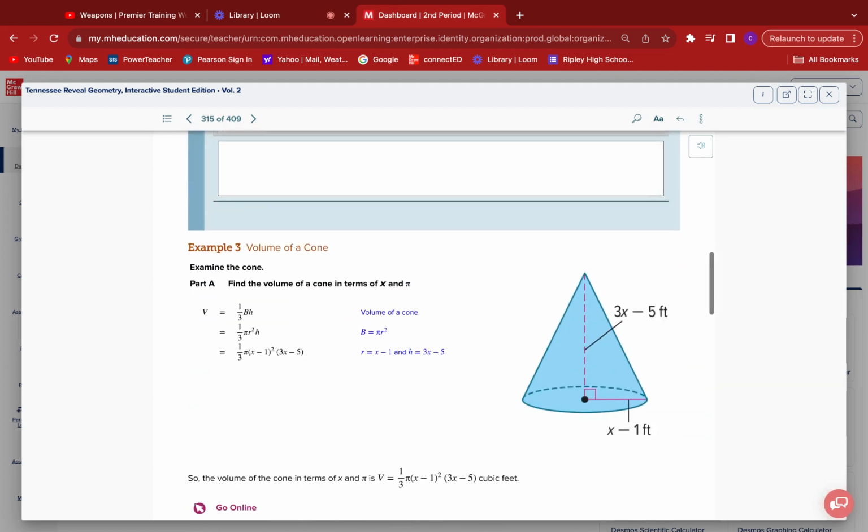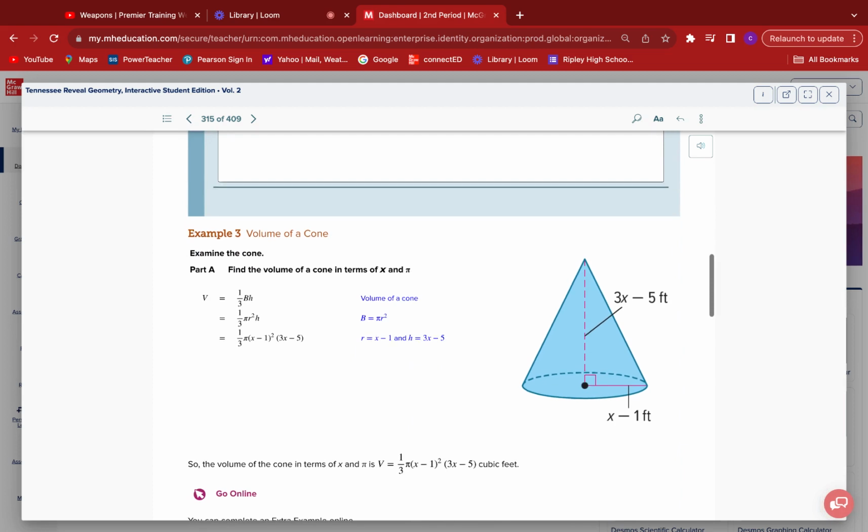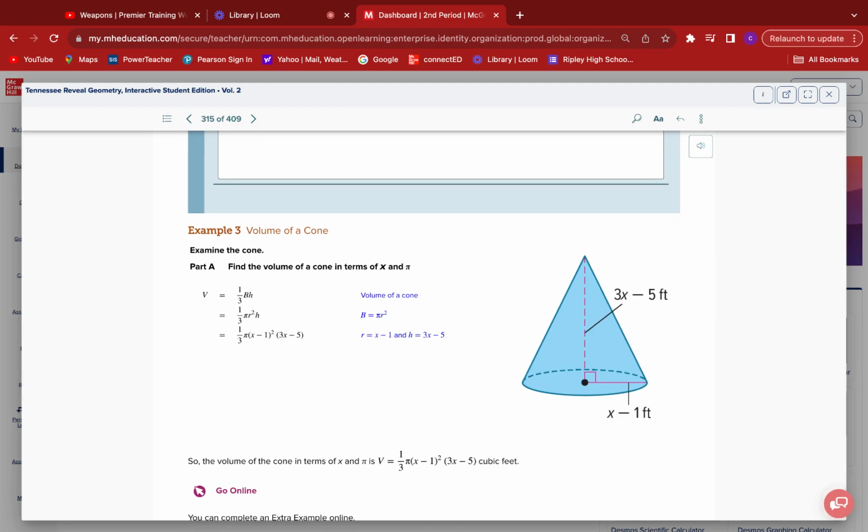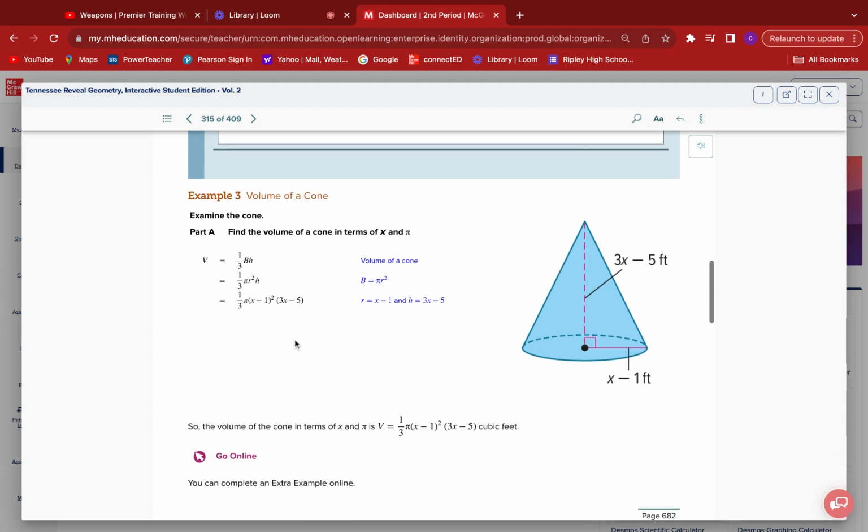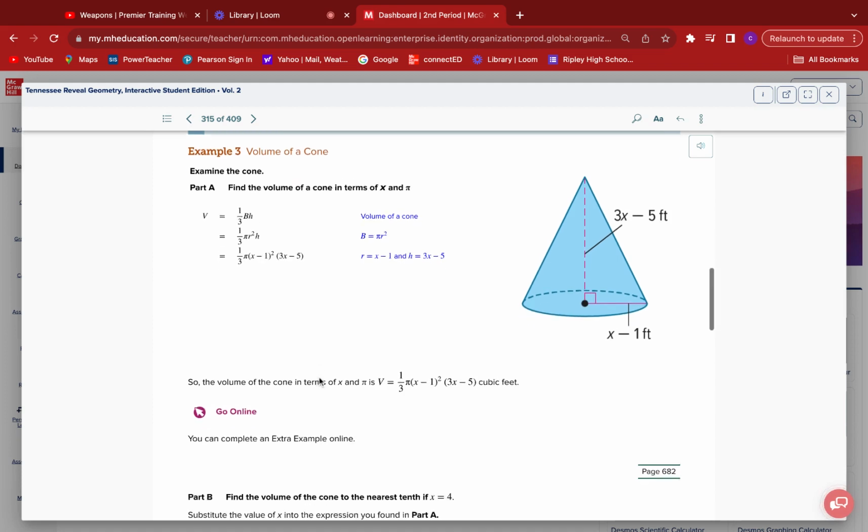Enough talk, more action. Example number 3. All right, we got to find the volume of the cone, 1/3 pi r squared times h. Okay, so there's my radius, x minus 1. So that's what's squared there, that's my radius. The height is the true height, 3x minus 5. That's what's going to go in for the h. And, okay, looks like they did this example for me. Nothing to do here. They leave it just like this. All right, fine. Example 3, done.